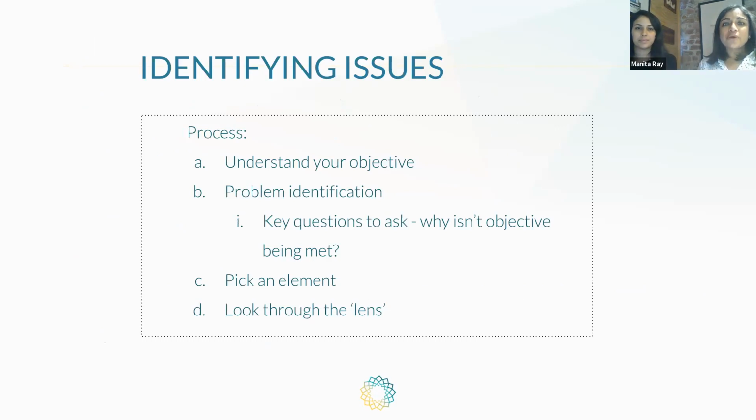So a quick one on what our process was in developing this structure. We started by identifying the issues. So the first one is really understanding what your objective is around gender within your organization.